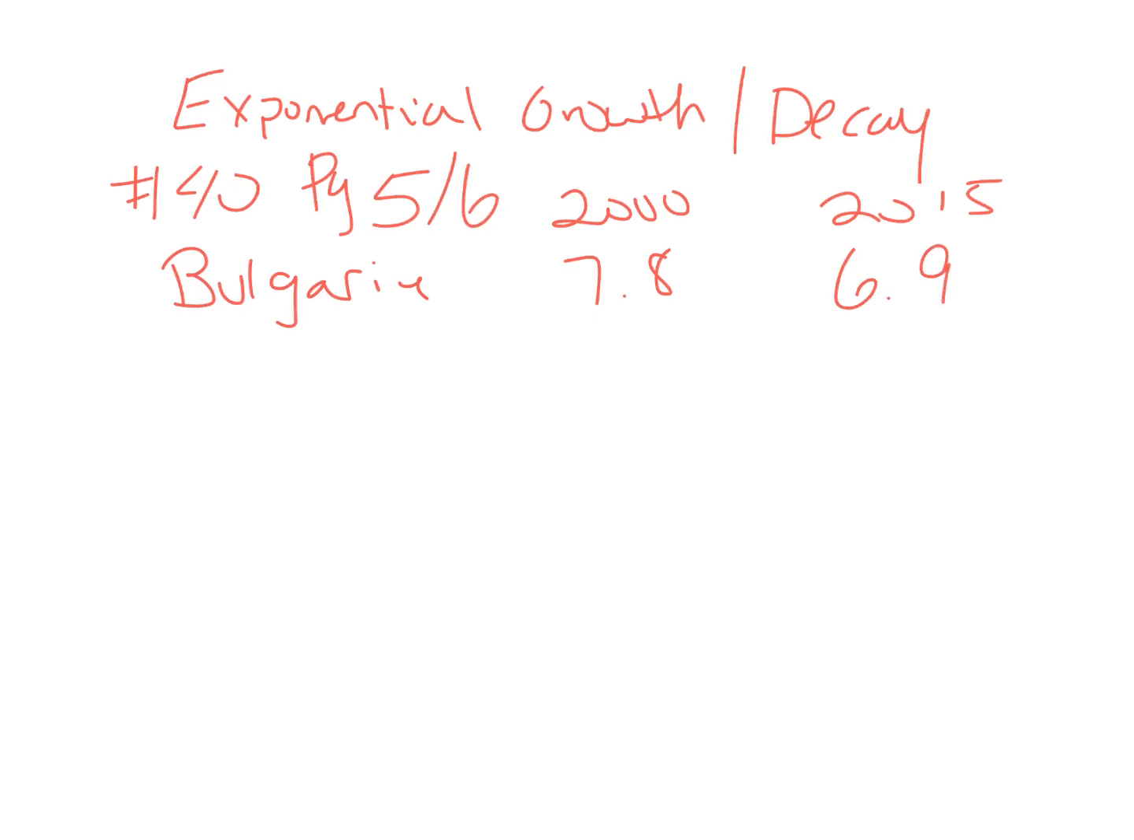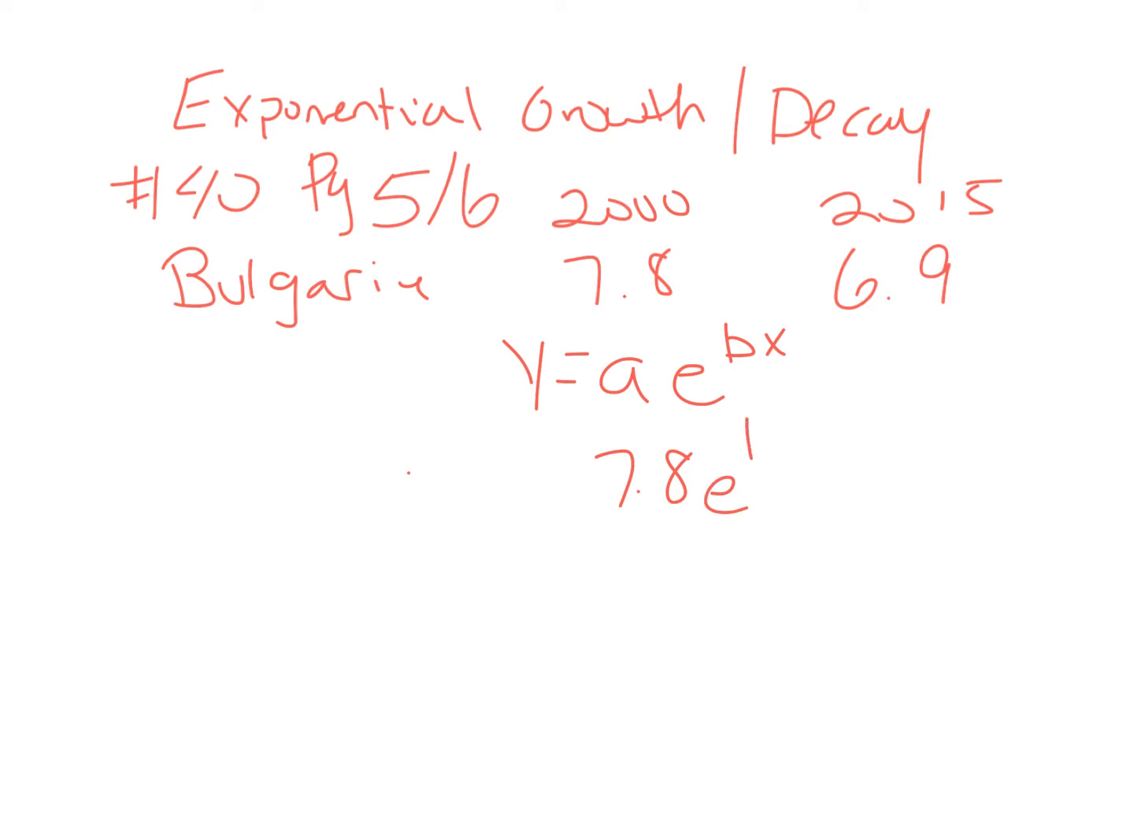Now, to find the exponential growth or decay model, if we consider that 2000 is year zero, since 2000 is year zero, this is our a value for our exponential growth or decay. Exponential growth or decay is, remember, of the form y equals a e to the power of bx. So if 7.8 is where we're starting, then 7.8 is going to be our a.